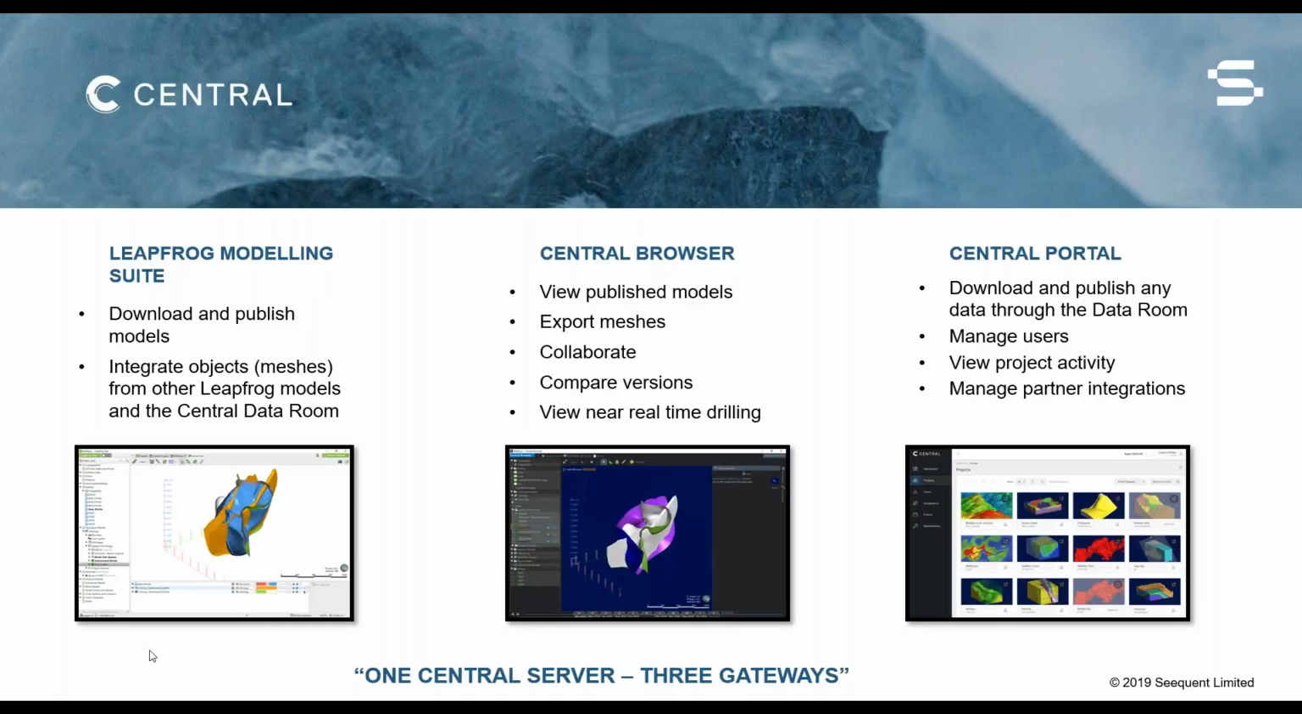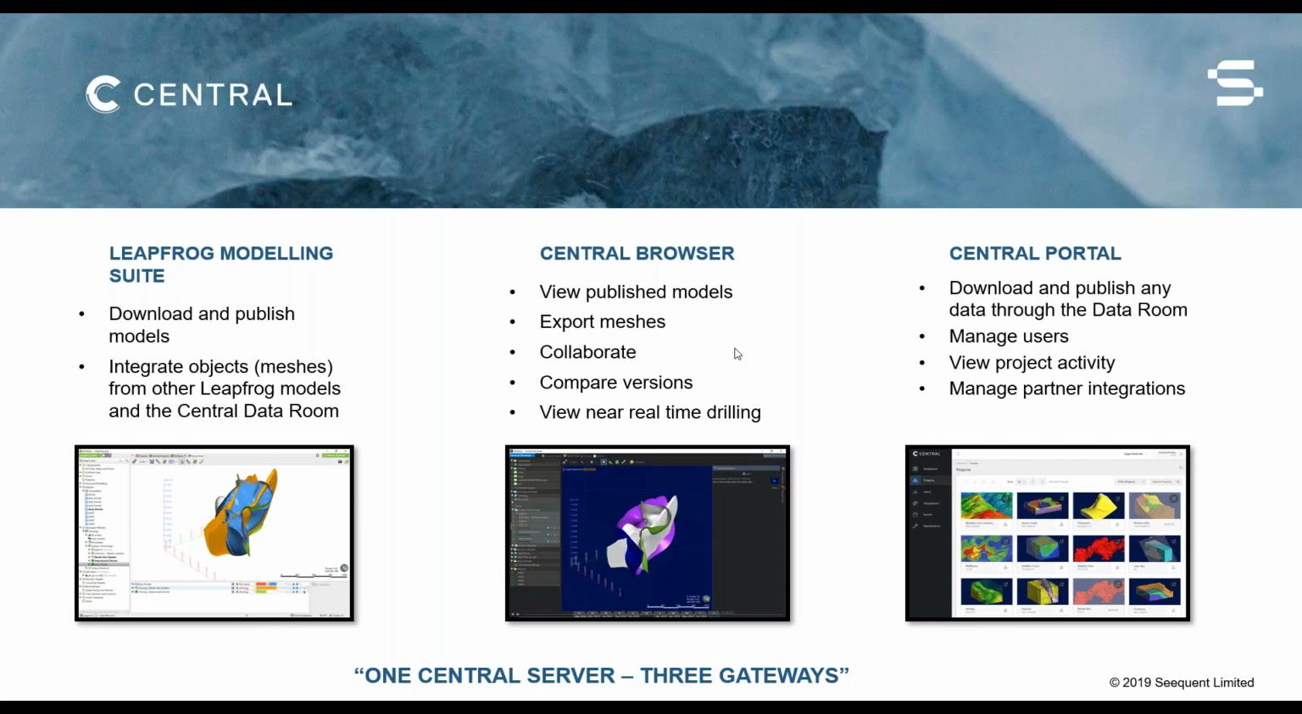Now, as I mentioned, it is a server system, and our server system has 3 different gateways. One of the gateways is, of course, your Leapfrog modeling suite, so let's say Geo, for example. This is a place where you can actively publish or upload different versions of your model into the central server, but where you can also download models of your colleagues and individual objects from your colleagues in order to inform your own modeling progress.